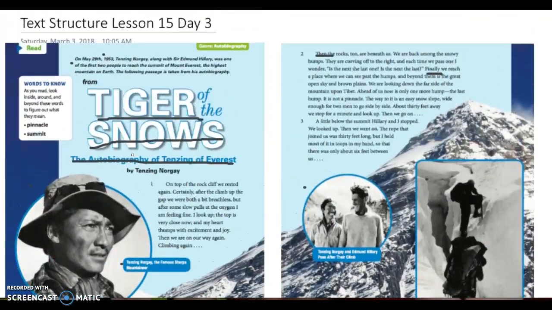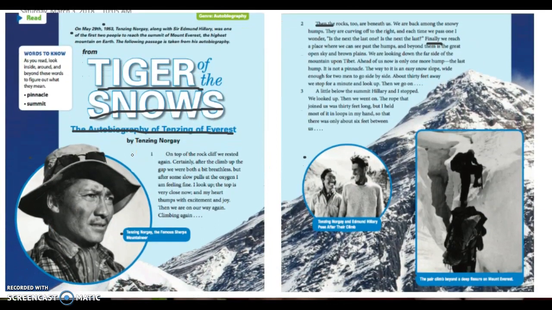Reading this story, I know that this text structure is going to be chronological order. The author is telling us the steps they took in climbing the mountain and how they felt at the end of the mountain. When we look at paragraph 1, though, paragraph 1 is not talking about steps on what they did to climb the mountain, but it's showing us something different. I'm going to read paragraph 1 again.